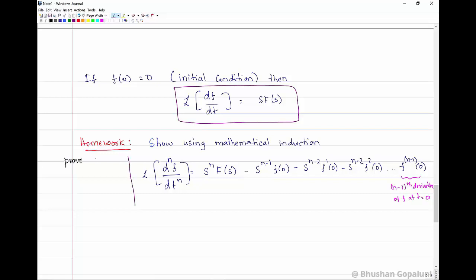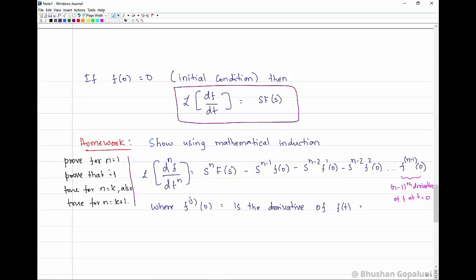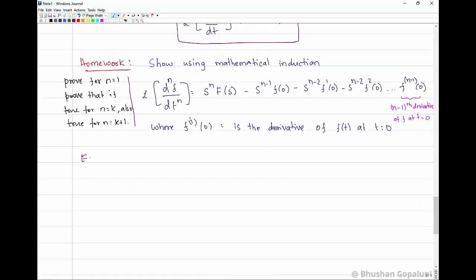Mathematical induction is a standard technique where you show that a particular result is true for n equal to 1 and then prove that it is true for n equal to k, and also it's true for n equal to k plus 1. You prove that if it's true for n equal to k, it's also true for n equal to k plus 1, and therefore you can show that that particular result is going to be valid for any value of n, no matter what it is.